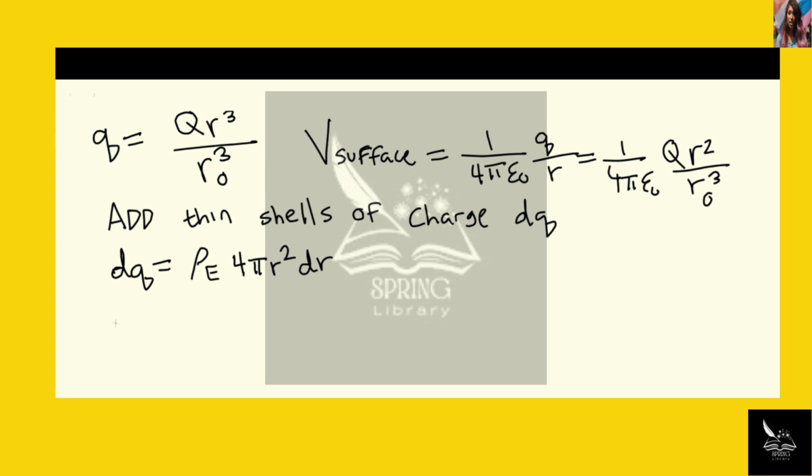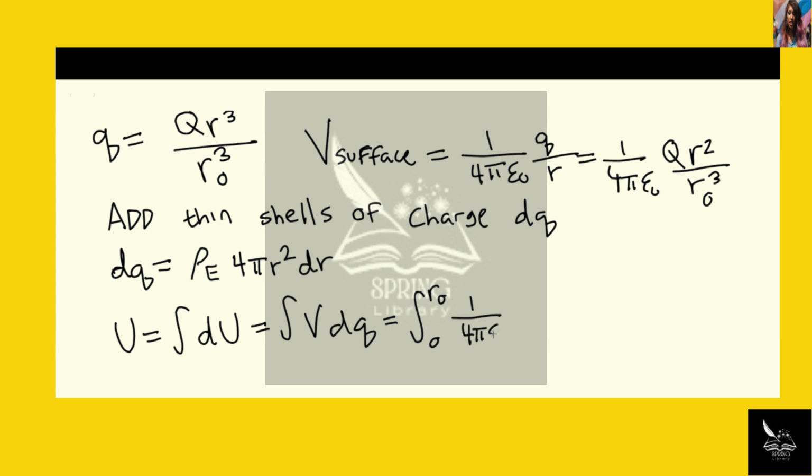Thus, the total electrostatic energy is an integral of the energies contained within each of these subshells, v dq. And we integrate out to the total radius of the entire sphere. We can plug in our electric potential now: big Q, r squared over r naught cubed, rho e. We can now change our differential to be in dr so that our integral is in the radial direction.